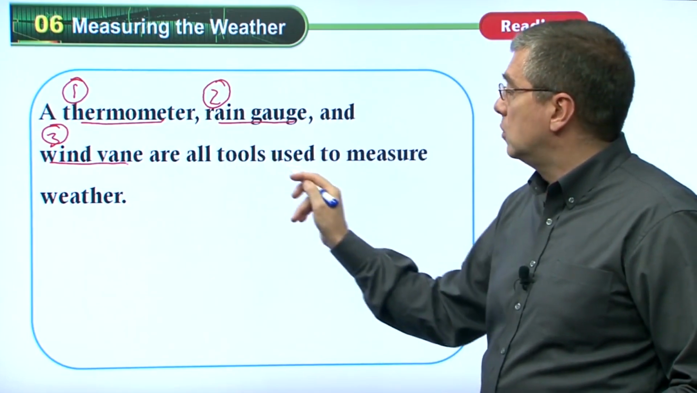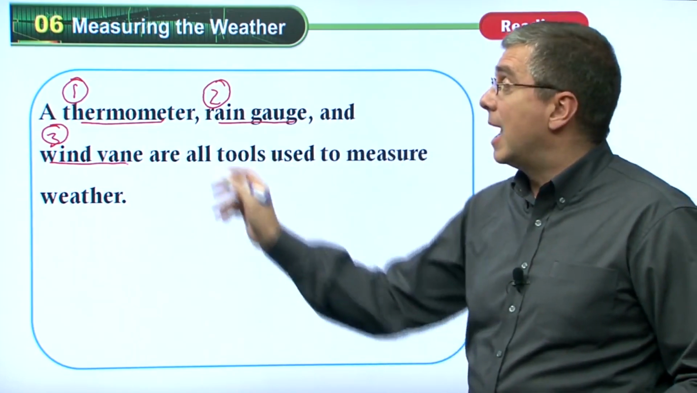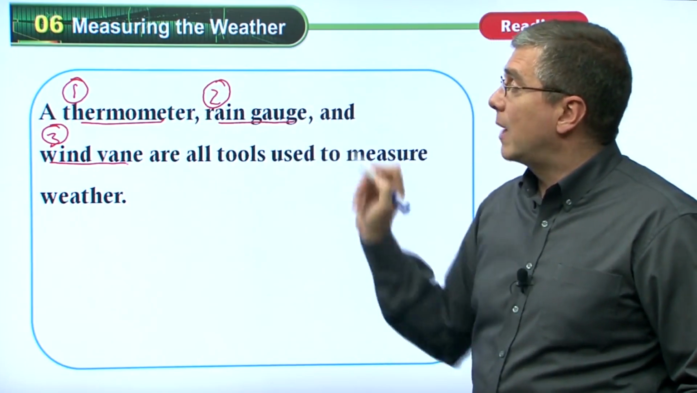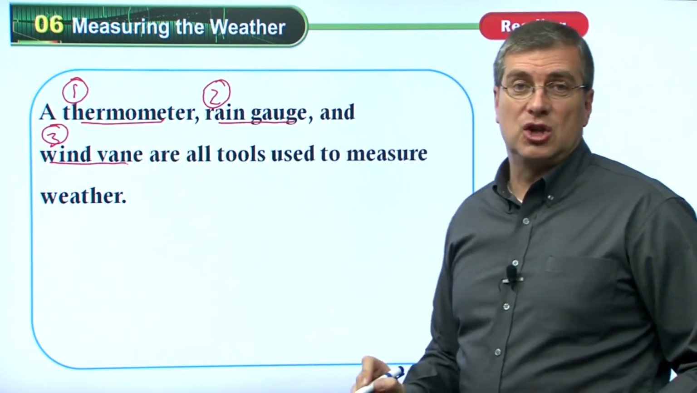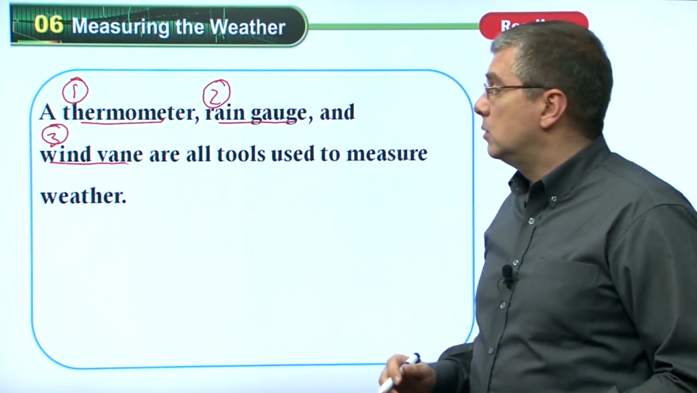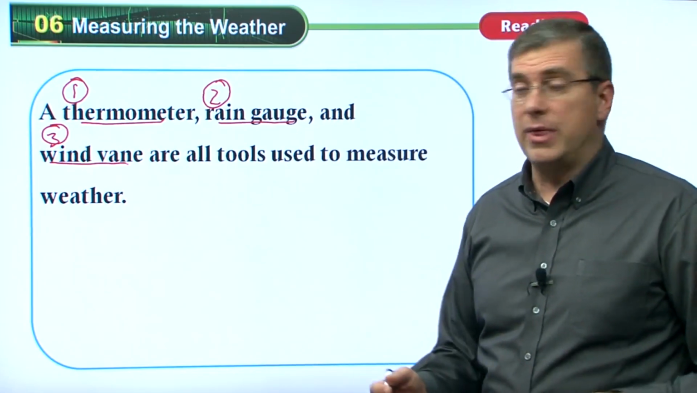They are all tools used to measure the weather. How hot is it? How much rain fell? What's the direction of the wind? These are all tools we use to measure the weather.